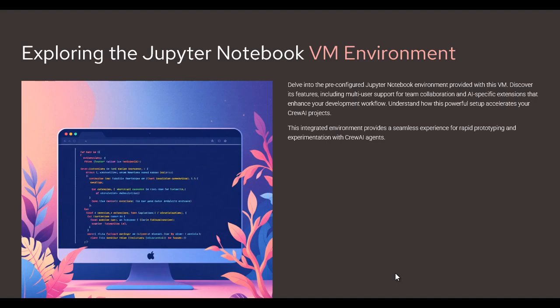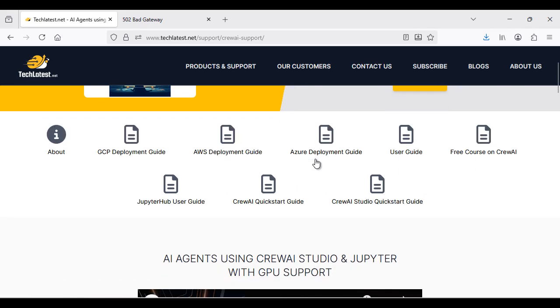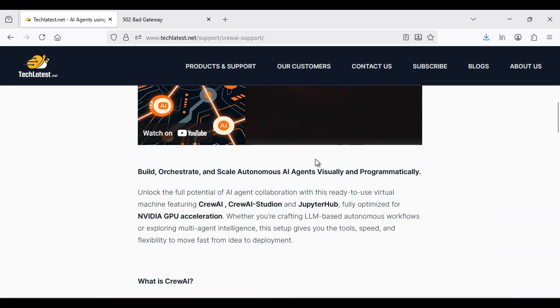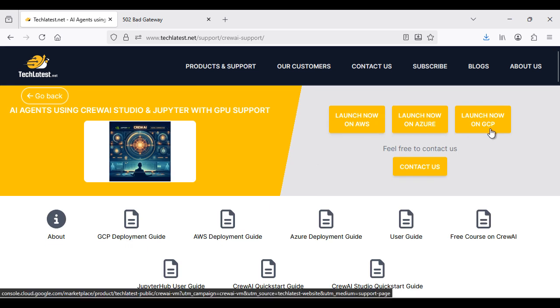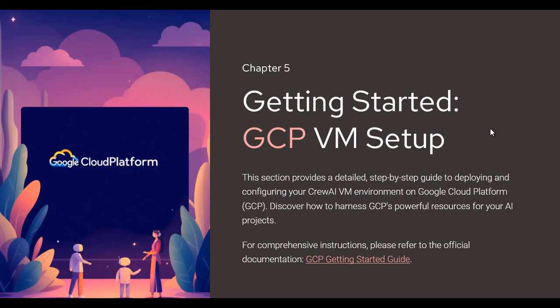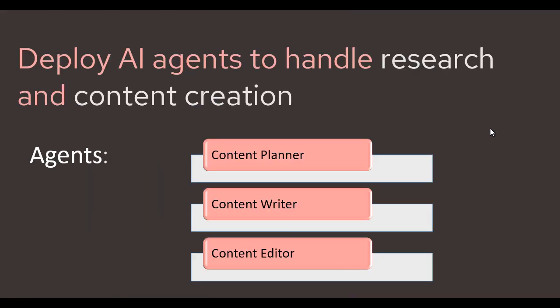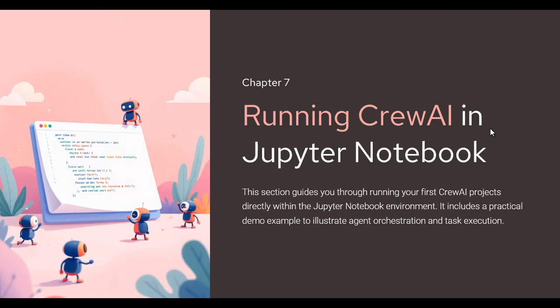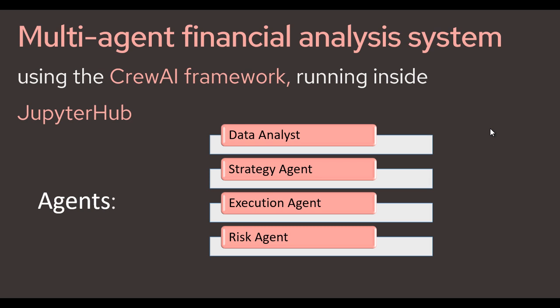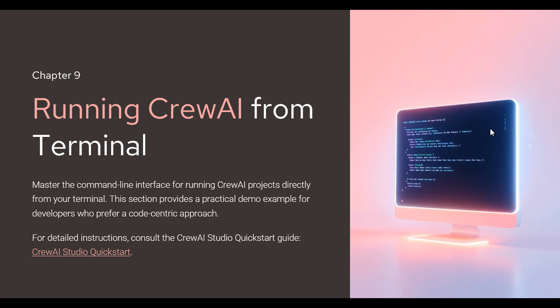Now, to simplify setup, Techlatest offers a pre-configured virtual machine that includes CrewAI, CrewAI Studio, and Jupyter Hub with GPU support, ready to deploy on Azure, GCP, and AWS. We also walked through deploying the VM and accessing all tools, and demoed how to use CrewAI Studio for research and article writing. We also built a multi-agent financial analysis system that can gather stock data, design trading strategies, execute trades, and assess risk, working together using CrewAI inside Jupyter Hub.